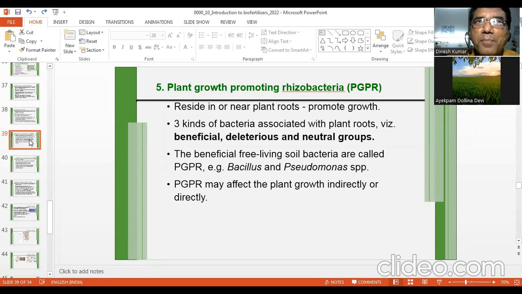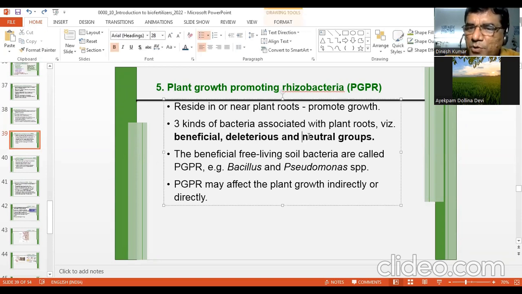So for PGPR, microbiologists have put another group of organisms, they call it plant growth promoting rhizobacteria, PGPR. Sometimes they call it plant growth promoting fungi, plant growth promoting organisms, or microbes, PGPM, plant growth promoting microorganism. So it depends what name you want to give. They reside in or near the plant roots and promote the growth. Three kinds are there. One is beneficial, such as Azotobacter and Azospirillum. Deleterious, I think I have shown you some examples already, and there are some neutral groups.